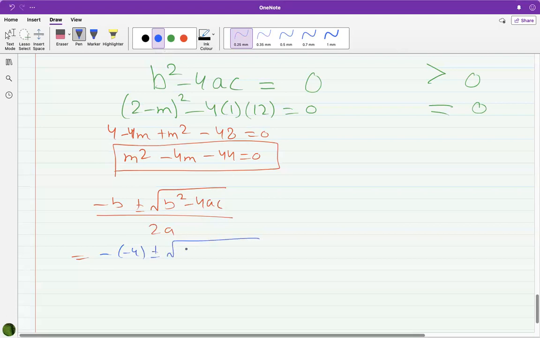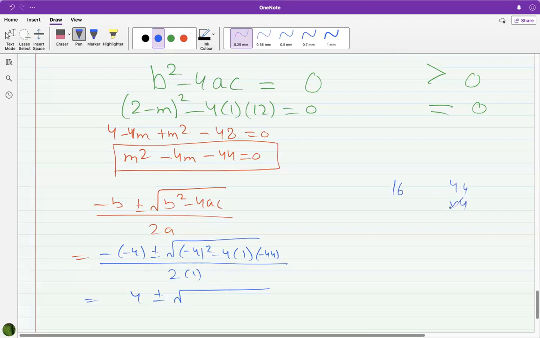Minus b plus minus under root b square minus 4ac over 2a. So 4 plus minus. Can anyone solve this for me? My calculator isn't working.